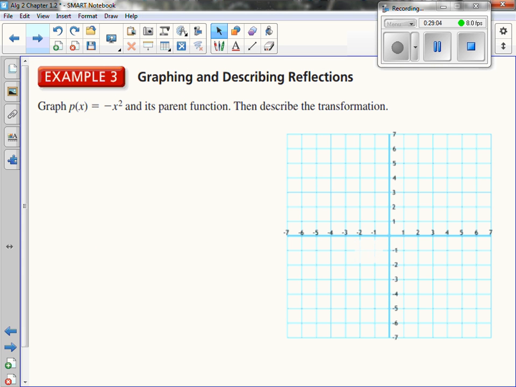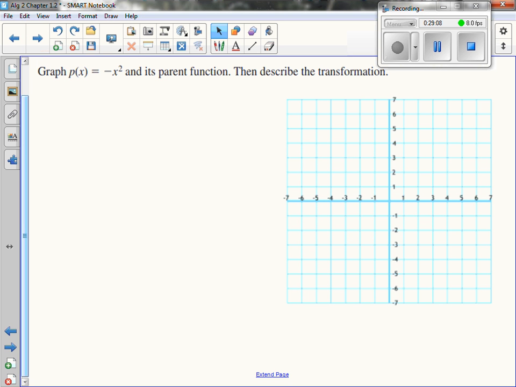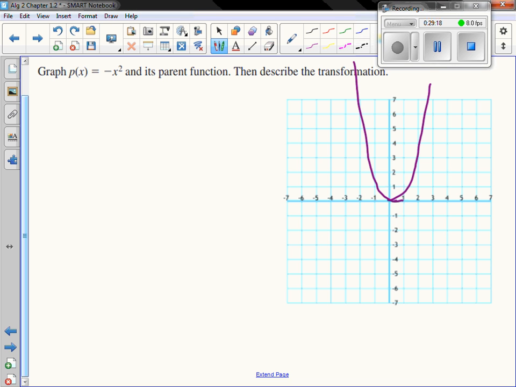Reflections are the same thing. It's just a flip. Kind of like what I talked about with the painting. So this here is x squared. Well, x squared is going to look something like this here. And so since this here is negative x squared, it's a reflection.